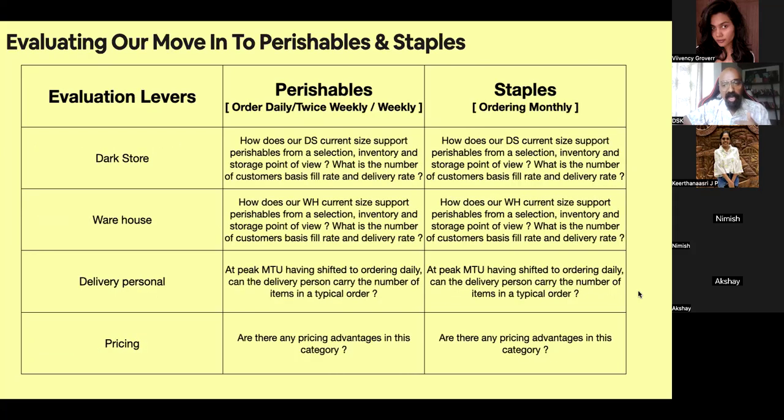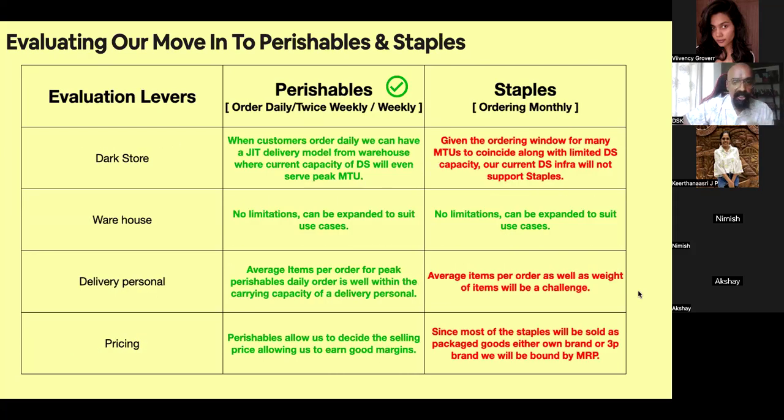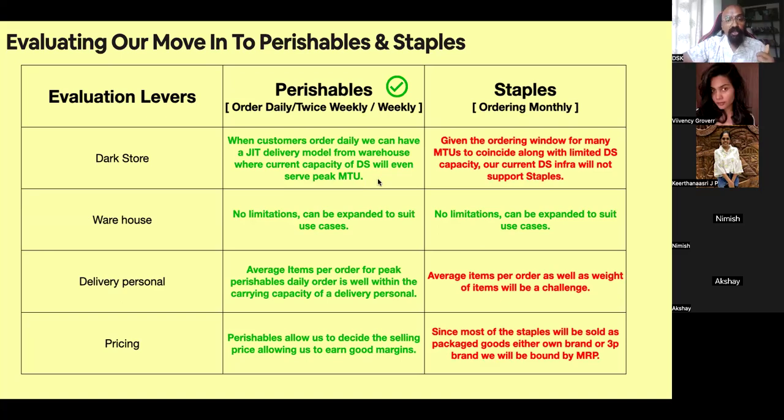Thank you. So in that context, we're attacking the largest strategic question, right? So we had identified, again, to summarize, that dark stores can facilitate, provided we streamline our supply chain to a great extent. Staples, however, have a limiting factor because you're only going to be ordering once a month. And for the catchment area that you have to serve, your selection as well as depth may far exceed your current dark store infrastructural capabilities. So that may be a limiting factor.